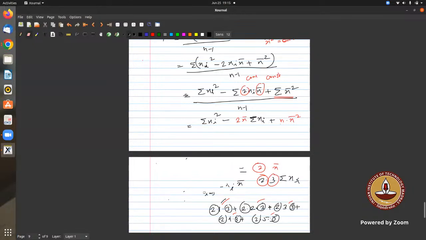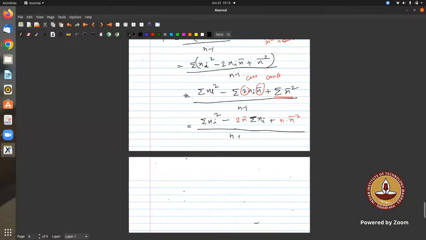But for this summation of xi, first of all, can you tell me what is x bar? The mean, which is the summation of xi divided by n. So the summation of xi means n times x bar, the sum of all elements. So if I use n into x bar instead of the summation of xi, what will happen?